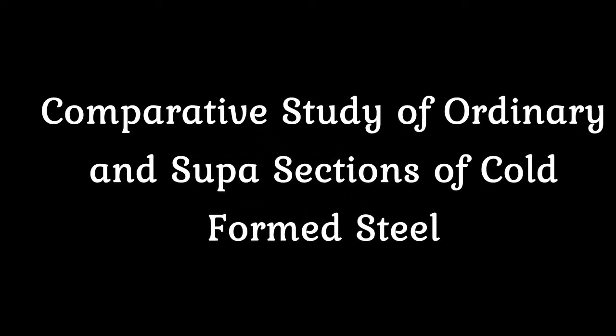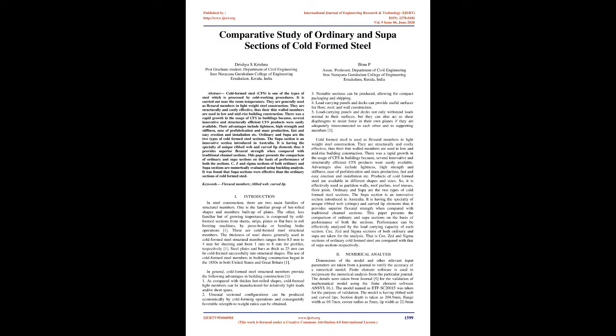Comparative study of ordinary and Supa sections of cold-formed steel. Abstract: cold-formed steel, CFS, is one of the types of steel which is processed by cold working procedures. It is carried out near room temperature. They are generally used as flexural members in lightweight steel construction. They are structurally and cost effective, thus their thin-walled members are used in low and mid-rise building construction.